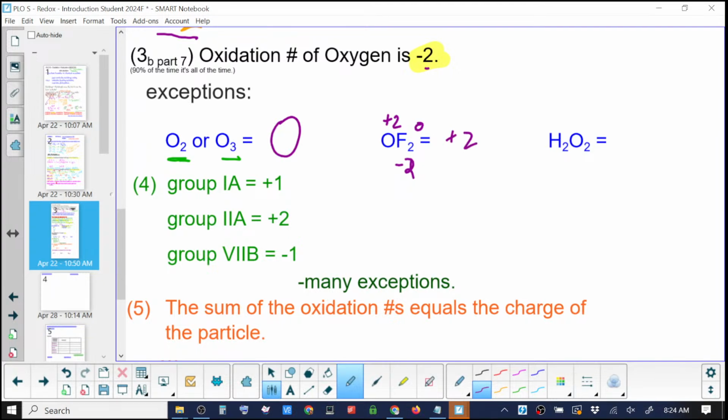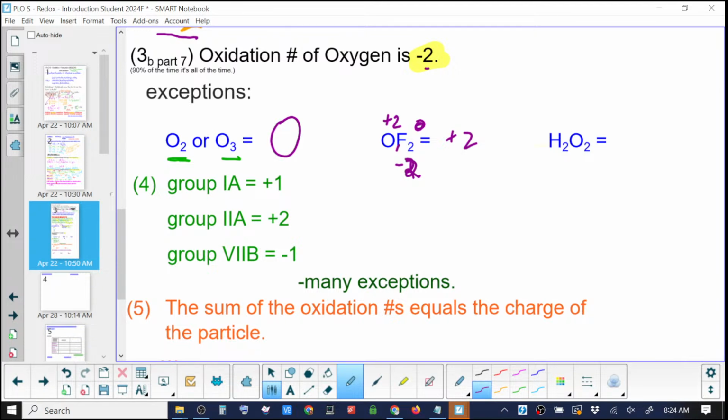Wait, can you explain that again? Sorry. What's the charge on fluorine? -1. How many of them do we have? 2. So the whole charge on this side must be -2. If the entire thing is 0, then what must be the charge on oxygen in order to make it 0?